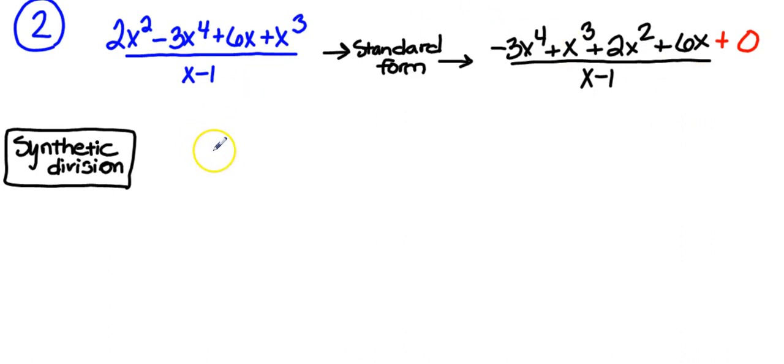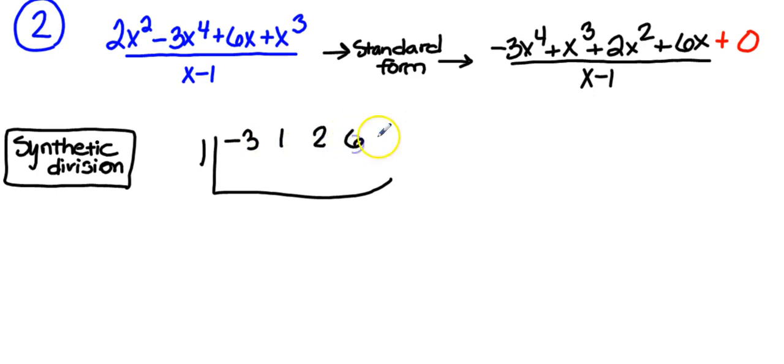My factor is x minus 1, so 1 will go outside my box. Let's pull the coefficients. Negative 3, 1, 2, 6, 0. Please press pause and run this through synthetic, and we'll compare answers when you are done.